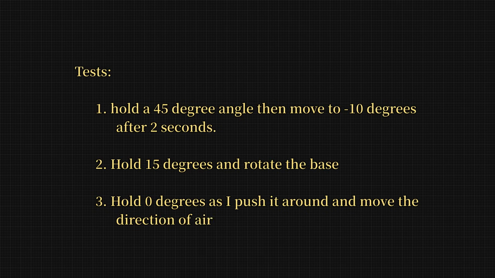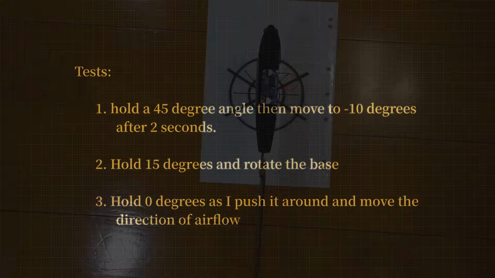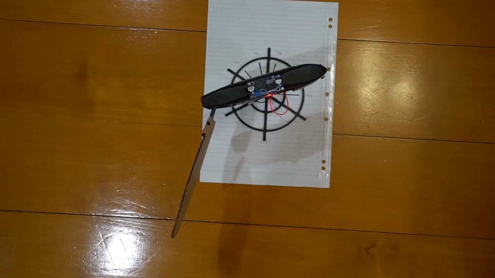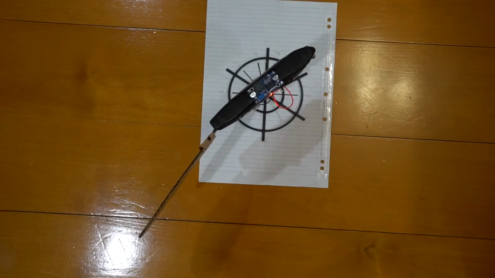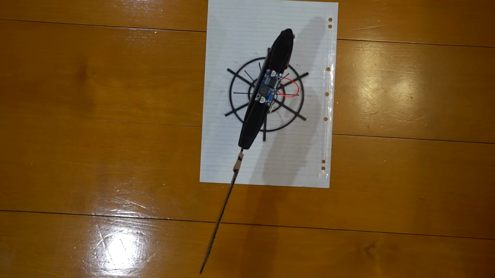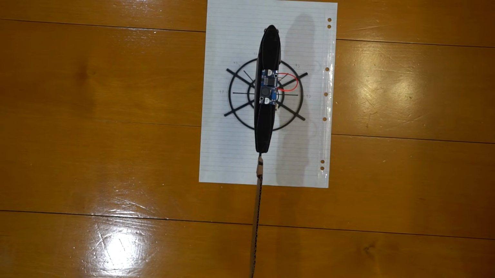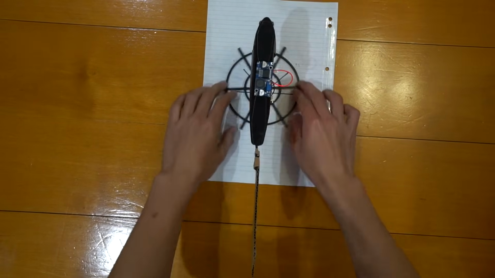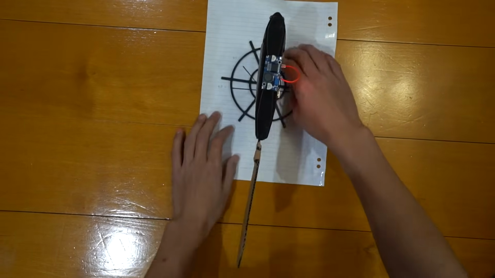Now commencing the first test, we see the fish start up, then quickly move to roughly 45 degrees. After around 2 seconds, we go to negative 10. Next, in test 2, the system starts and moves to 15 degrees. I then pick up the fish and spin the base. As you can see, the fish holds the 15-degree angle.